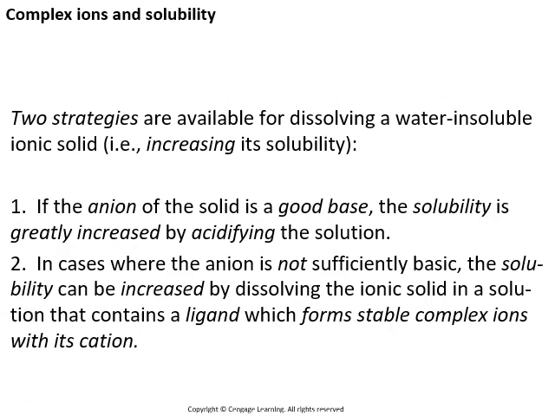So there are two strategies available for dissolving a water-insoluble ionic solid like silver plus or like oxalate. For oxalate, if it is a good base, because it's the conjugate base of a weak acid, then we can increase its solubility by adding H plus in the form of either HCl or HNO3 or something like that. The second possibility would be if you have a product like silver plus, you can increase the solubility of that, but you use a different technique. You add ammonia or some other ligand to make a complex ion.